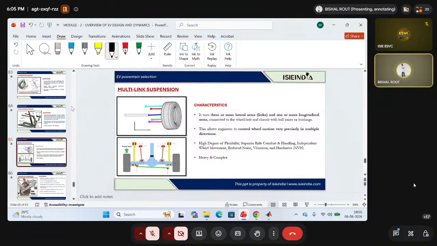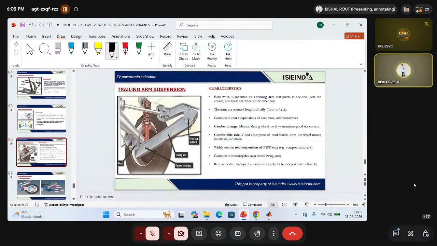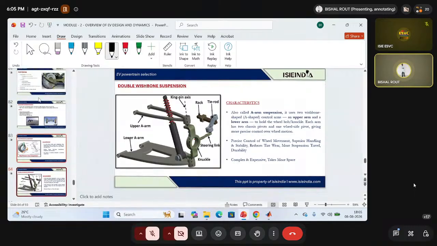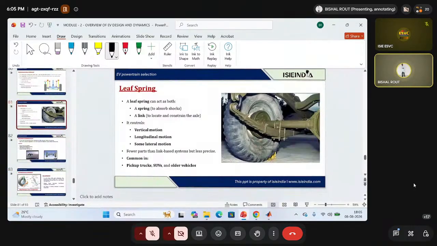All these independent suspensions are basically used on the front side of the vehicle, and the rear side of the vehicle uses a semi-independent or dependent kind of suspension, right? For example, if you want to carry a load, such as in a truck, the truck has rear wheels, so in the rear you have to use a dependent type of suspension. For that purpose you use the kind of suspension called the leaf spring suspension.